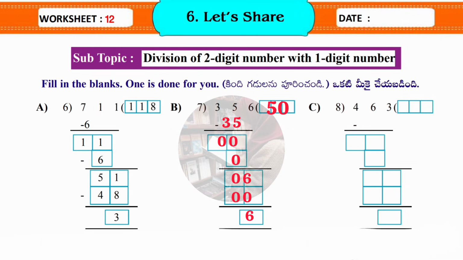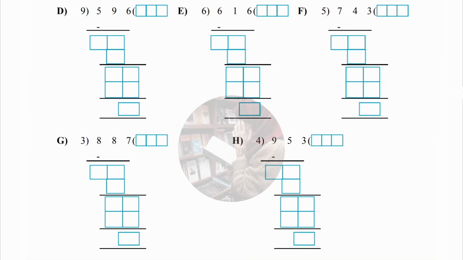Okay, so next one, third one is 463 is given and 8 divisor is given. Let's see. 8 fives are 40. Okay, 6 will be left, then 3 will come as it is, then it will become 63. So next 8 sevens are 56. 7 will be left, which is the remainder. Okay, guys, let's move on to the next question, which is question number D. 596 divided by 9. So 9 sixes are 54. 5 will be left, again 6 will come down, then it will become 56. Again 9 sixes are 54, 2 will be left.